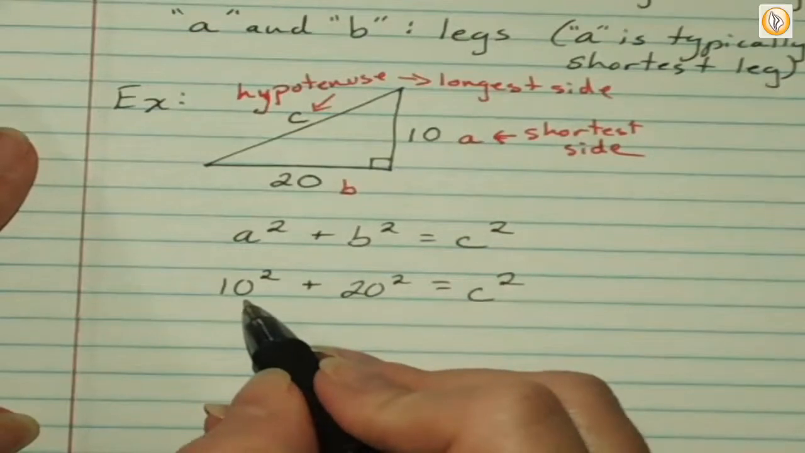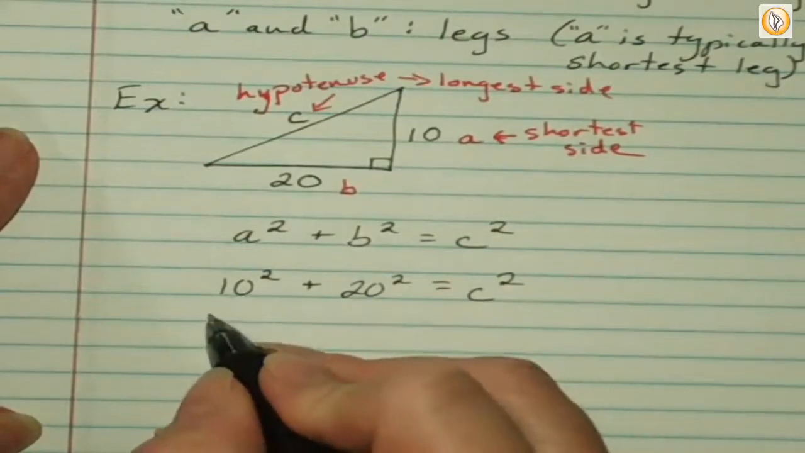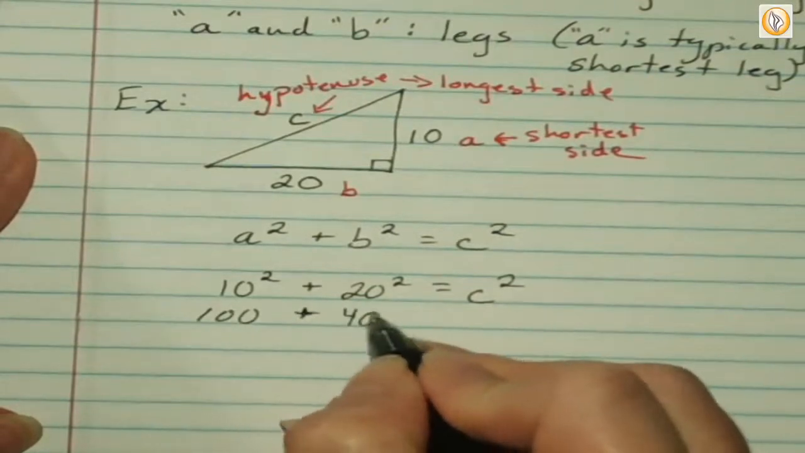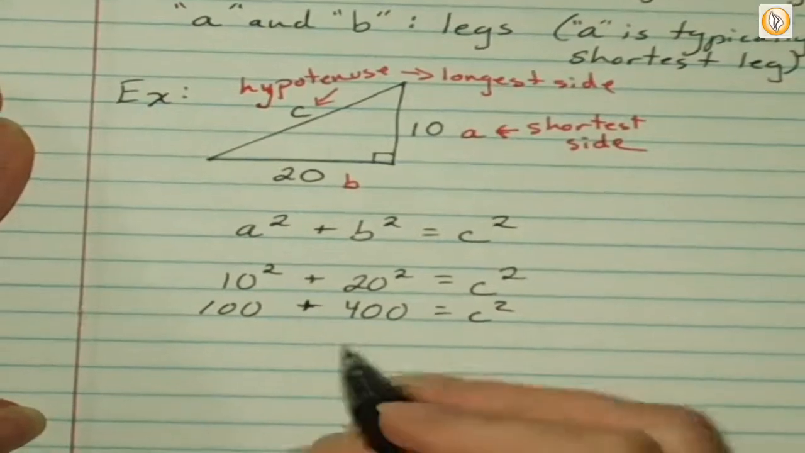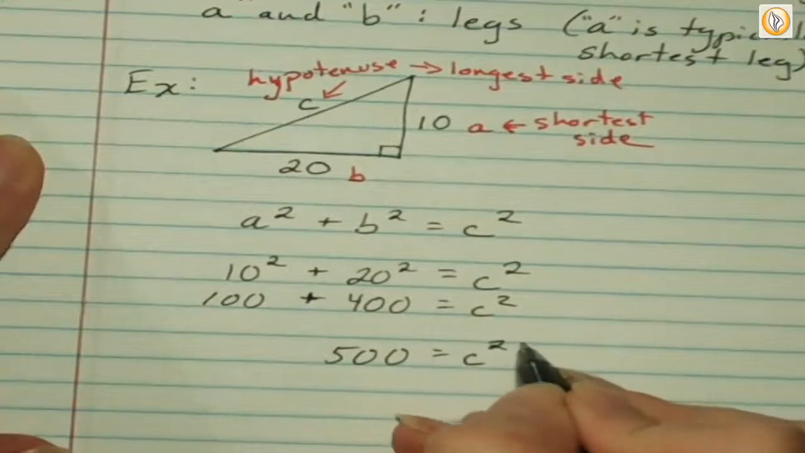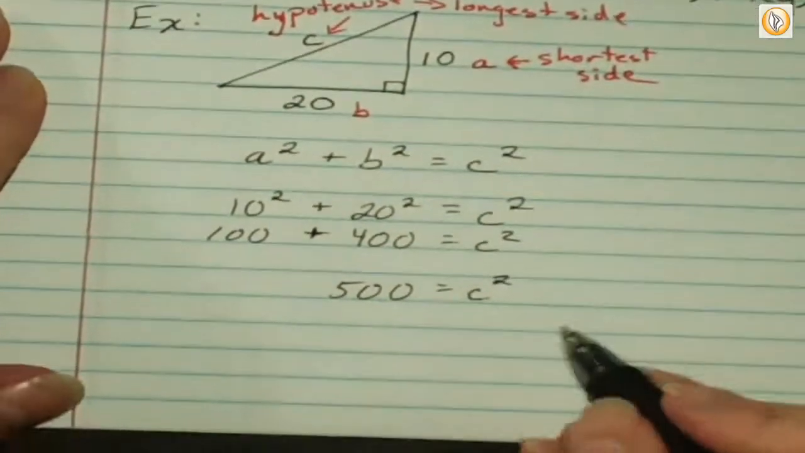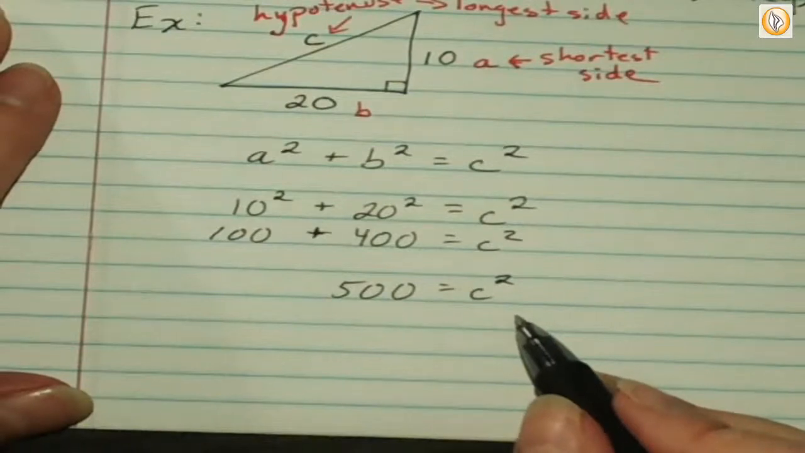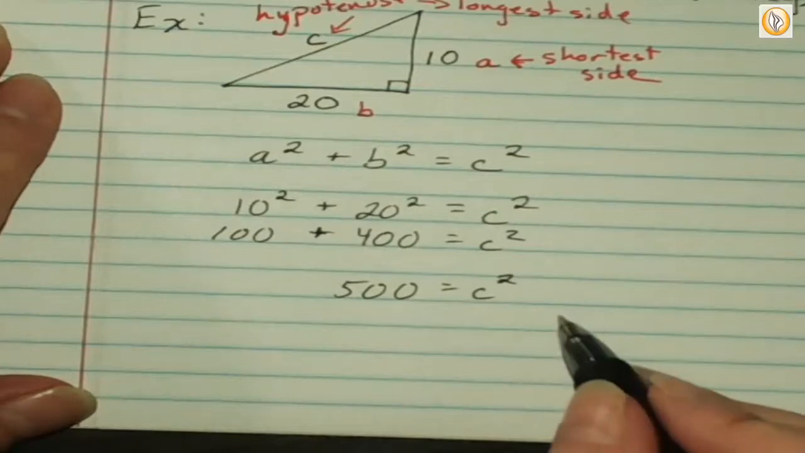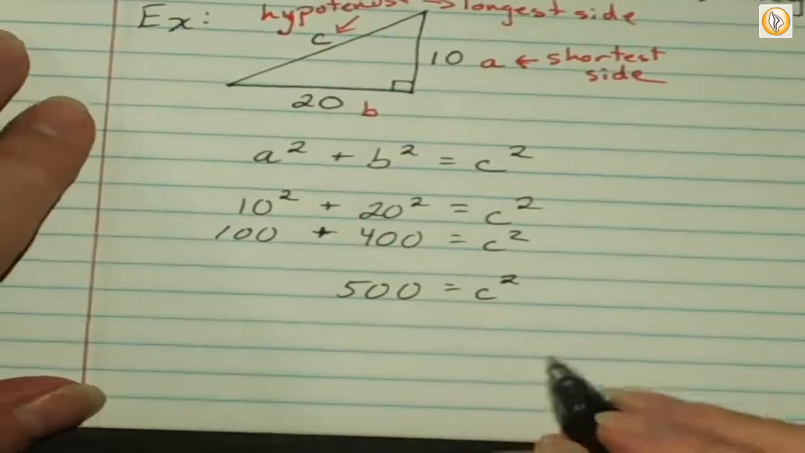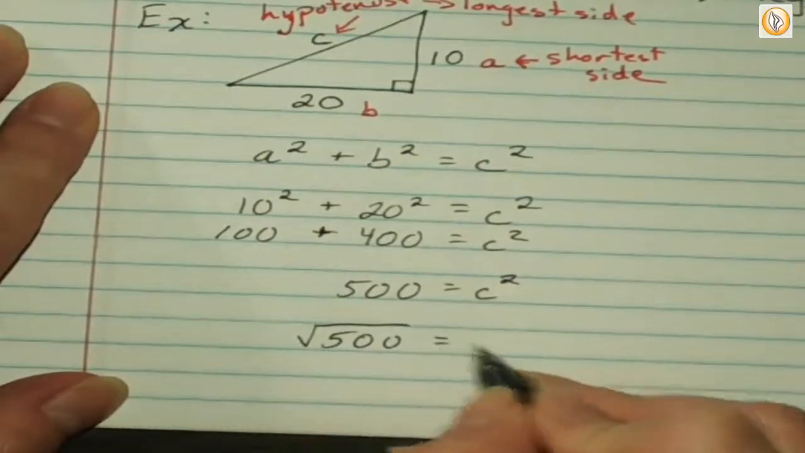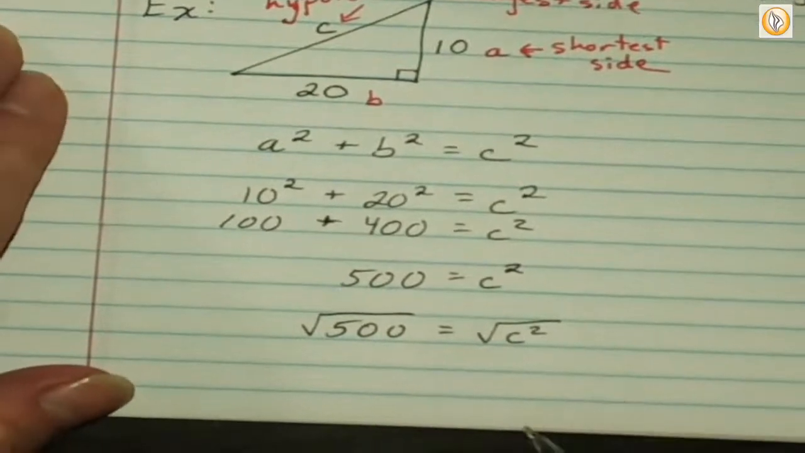All right, so 10 squared is? Anyone? 20 squared? 400. What's 100 plus 400? 500. Now, what do we do if we have a variable that's squared and we need to get it unsquared? Gabby? Square root both sides. We're going to put both sides under the radical sign, because we got to get rid of that.